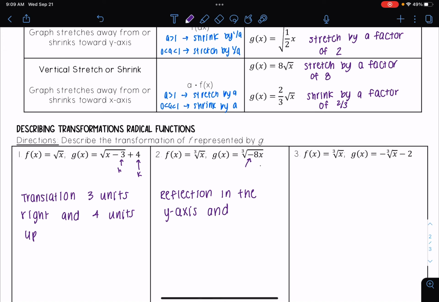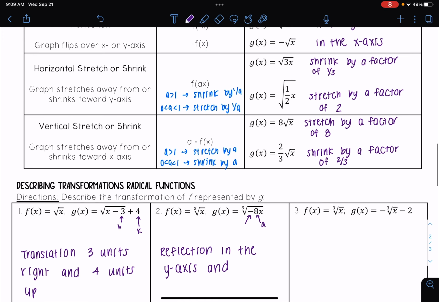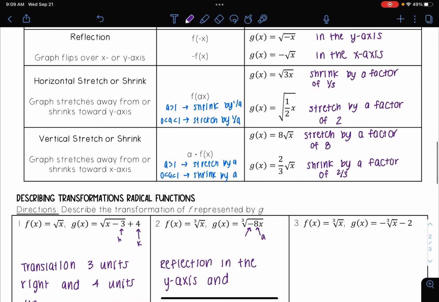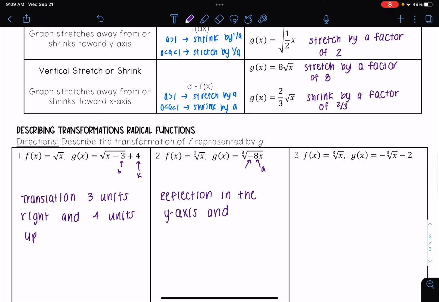And then I see that there's this 8 that's being multiplied with the x. Since it's inside of the radical, this is going to be a horizontal stretch or shrink. Since a is greater than 1, it's going to be a shrink by 1 over a. So I can say this is a horizontal shrink by a factor of 1 over a, which is 8, so by a factor of 1/8.